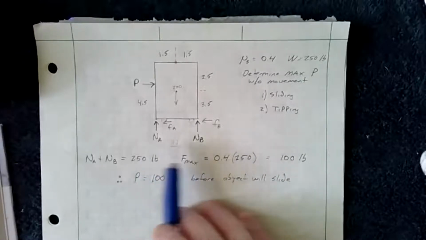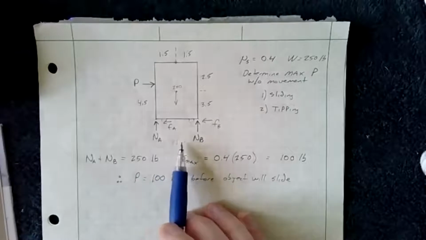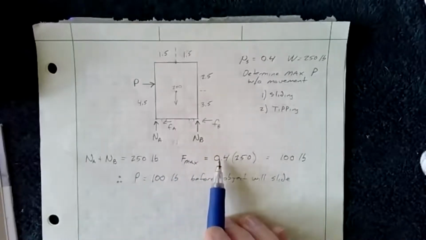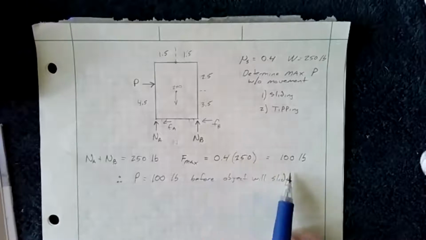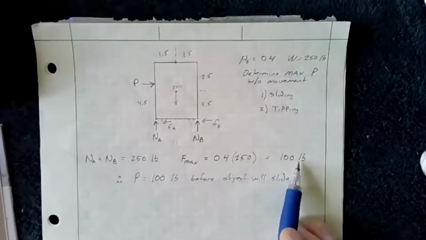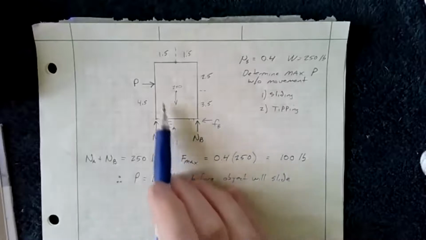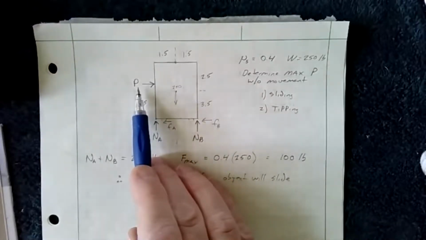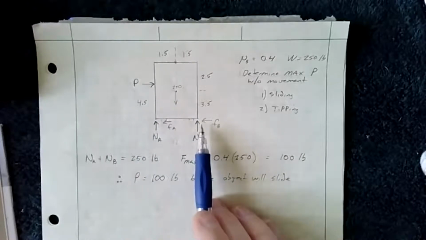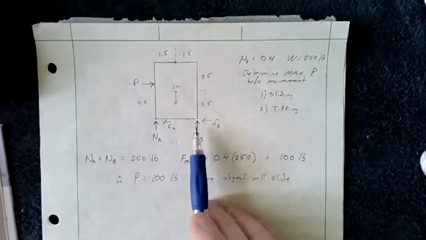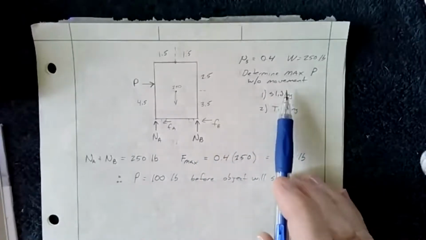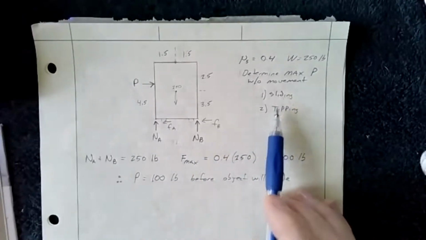So the maximum friction force that can be generated, we know, is just going to be the coefficient of friction multiplied by the weight, which is going to give us 100 pounds. So we know that if we apply a load of P or greater here, then it will slide. Anything less than P, it won't. So we've determined that that's the maximum P without movement, but we haven't checked tipping.